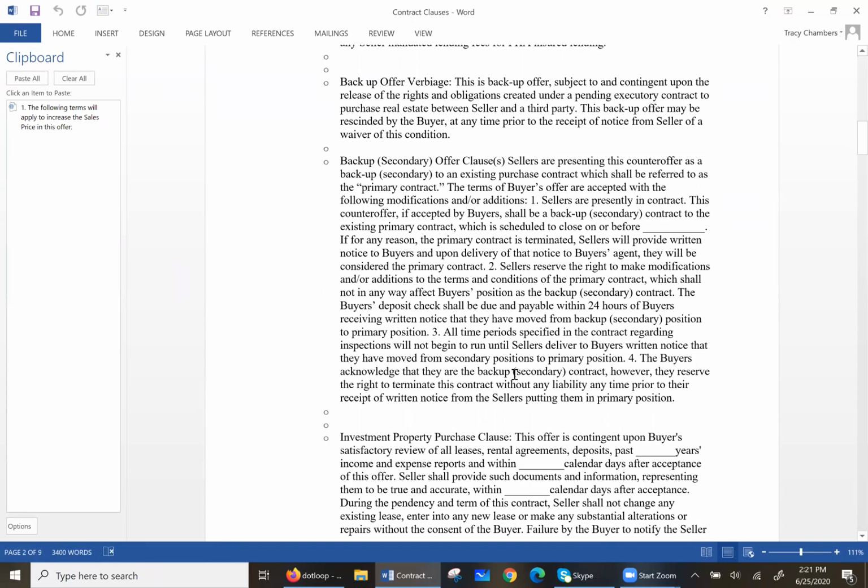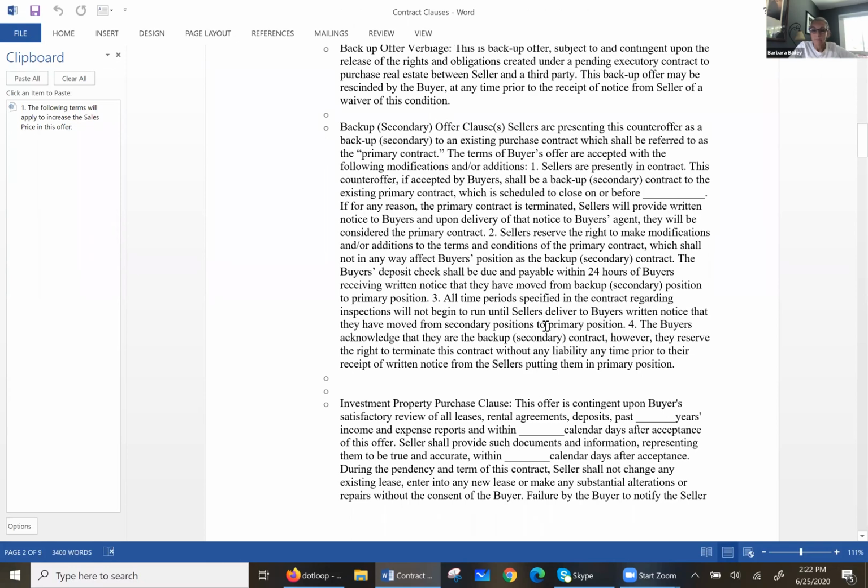Can you rescind that at any time? If you're the backup, you can say, I'm out. Anytime. Yep. You can rescind it at any time before you're put into the primary position. And that would be something you would want to put in writing. And that's just an email, correct?